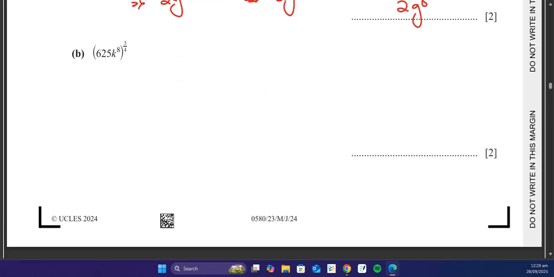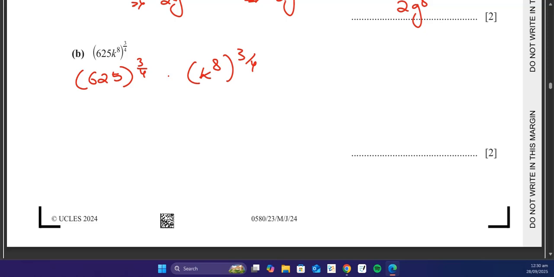Moving forward, (625k^8) whole to the power of 3 over 4. So this whole power is being multiplied by both, by 625 as well as k^8. So what if we break this down? What if we say 625 to the power of 3 over 4 multiplied by (k^8) to the power of 3 over 4? Make sense? And then we could just solve this.